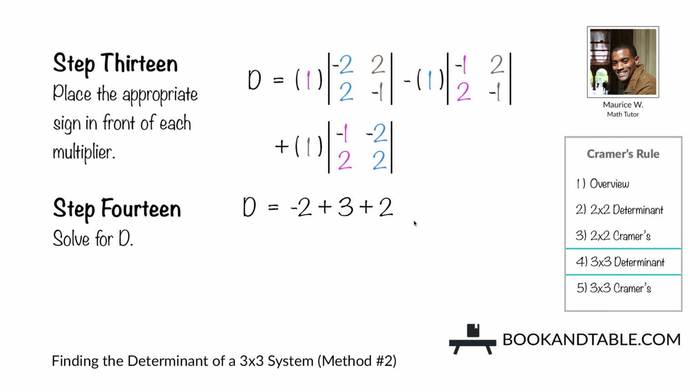So we see that the determinant is equal to negative 2 plus 3, which would be positive 1. And positive 1 plus 2 is equal to positive 3. So we get the determinant of the 3 by 3 system is equal to positive 3.